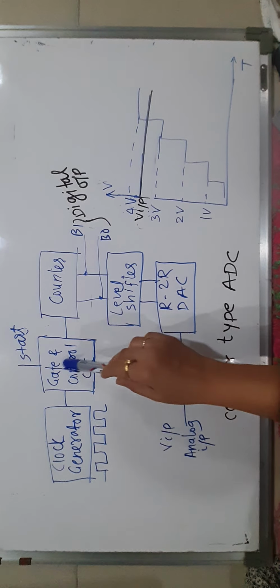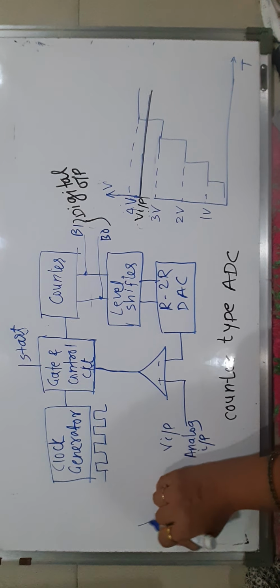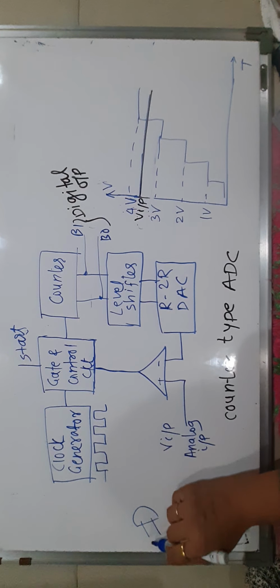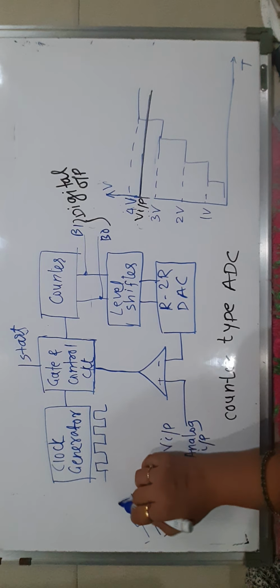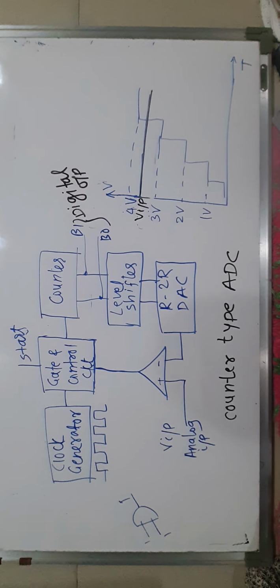Okay, here the gate and control circuit is there. This is nothing but an AND gate. What does an AND gate do? If all inputs are 1, only then its output will be 1. If any of the inputs is low, the output will be low.